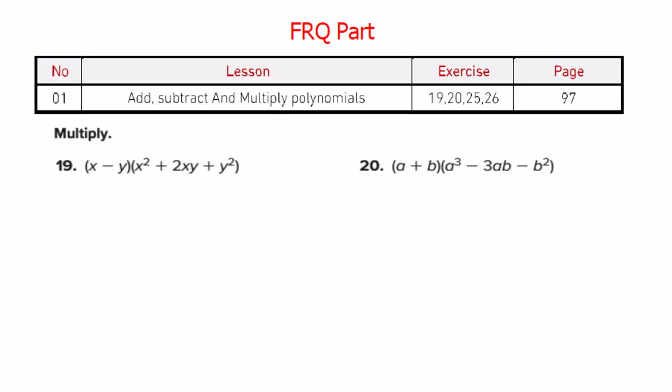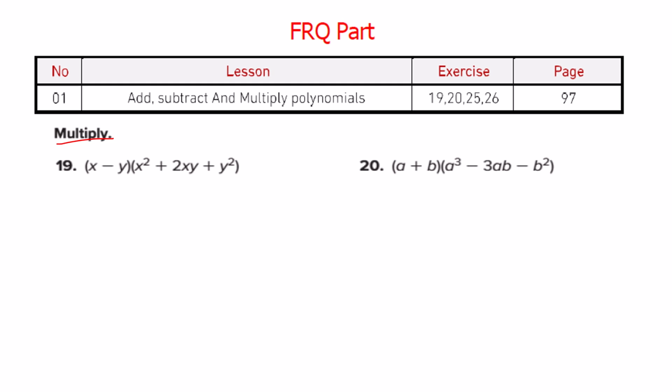Okay, let's start the first FRQ for grade 10 advanced. Here the learning goal is to add, subtract and multiply polynomials. Now these questions 19 and 20 that you see on your screen are on multiplication. How do you know? Because it's written multiply. Also, whenever you have brackets, that means it is multiplication.